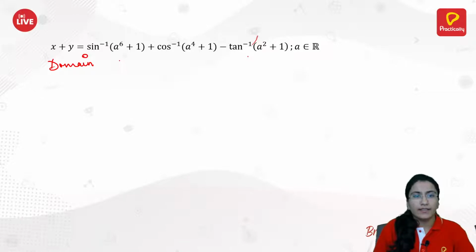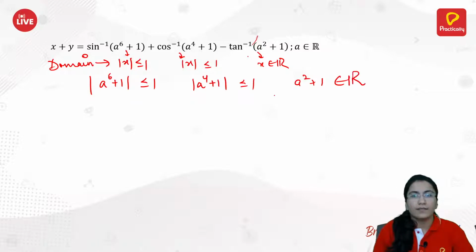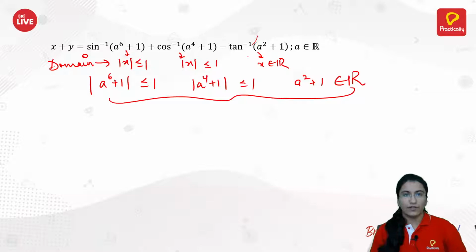Its domain is absolute value of x less than or equal to 1, and for this you have the same domain, absolute value of this less than or equal to 1, and here you have the domain as complete R. That means a raised to power 6 plus 1 must be less than or equal to 1. Again, a raised to power 4 plus 1 must be less than or equal to 1, and a square plus 1 can take any real value. All the conditions must be satisfied so that the line can be constructed.